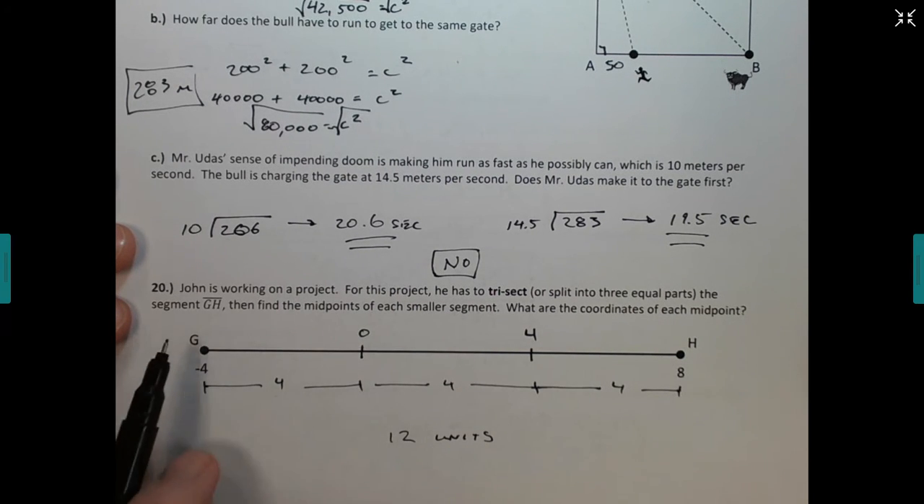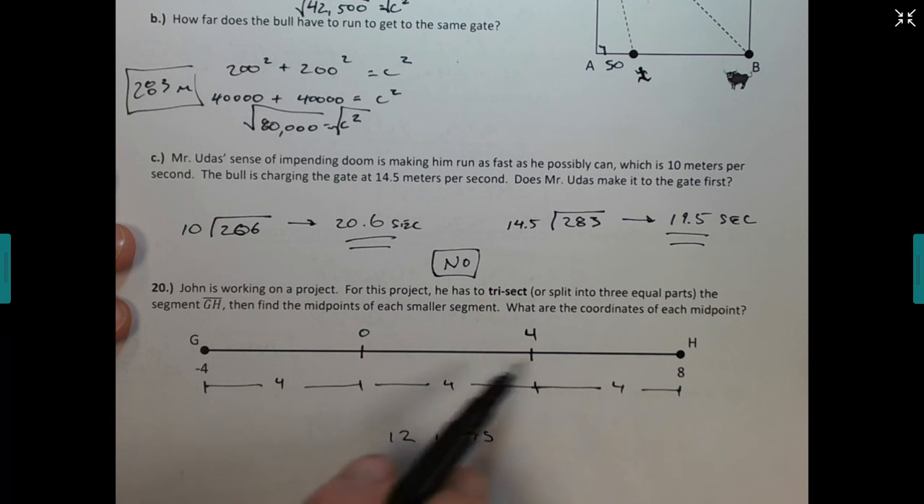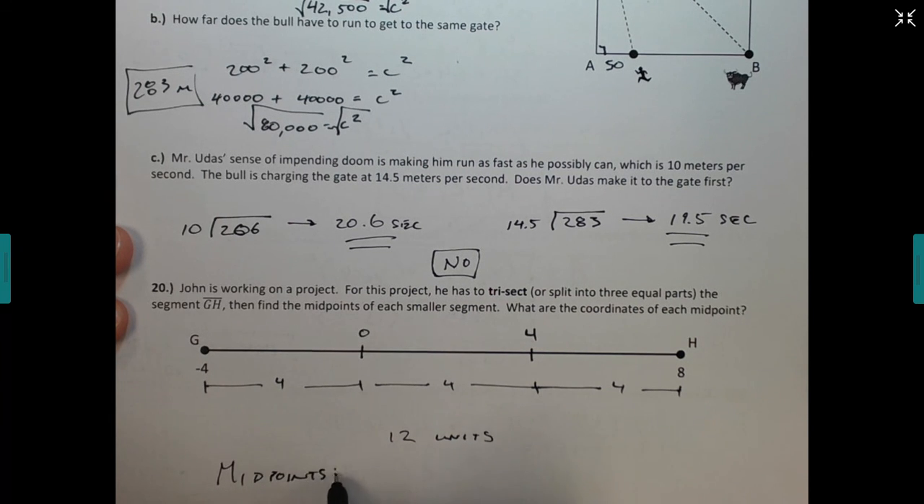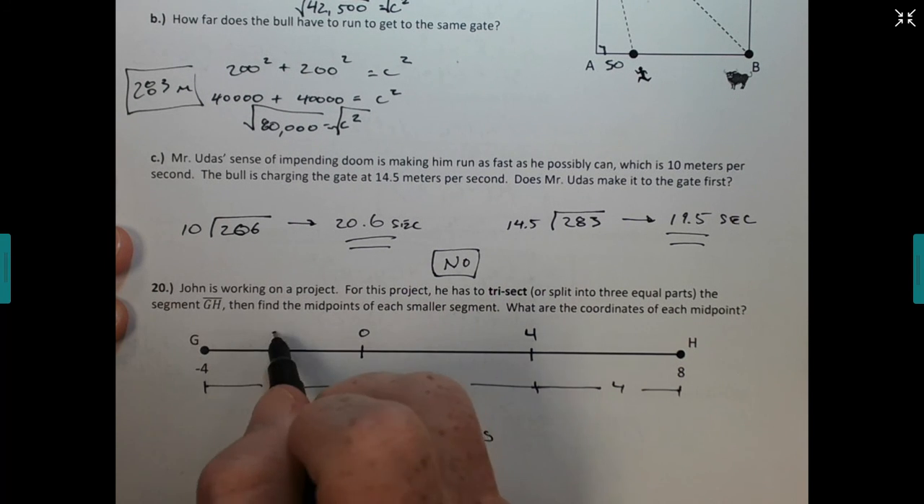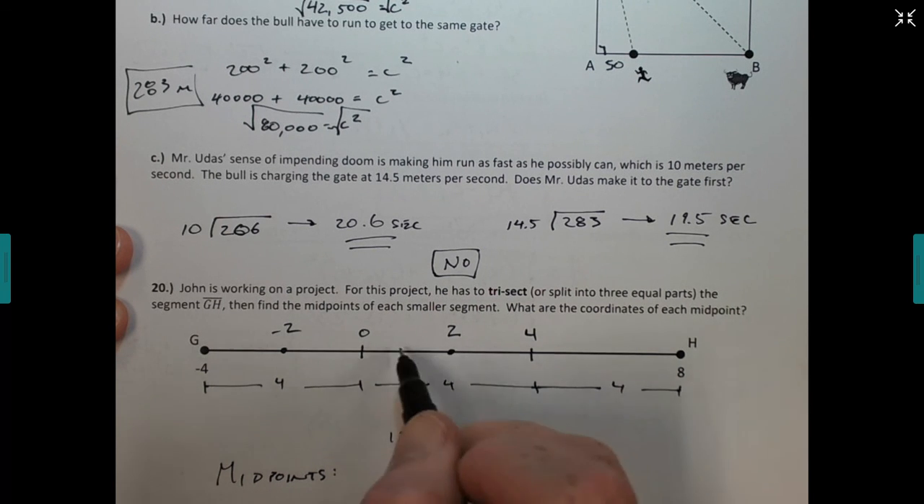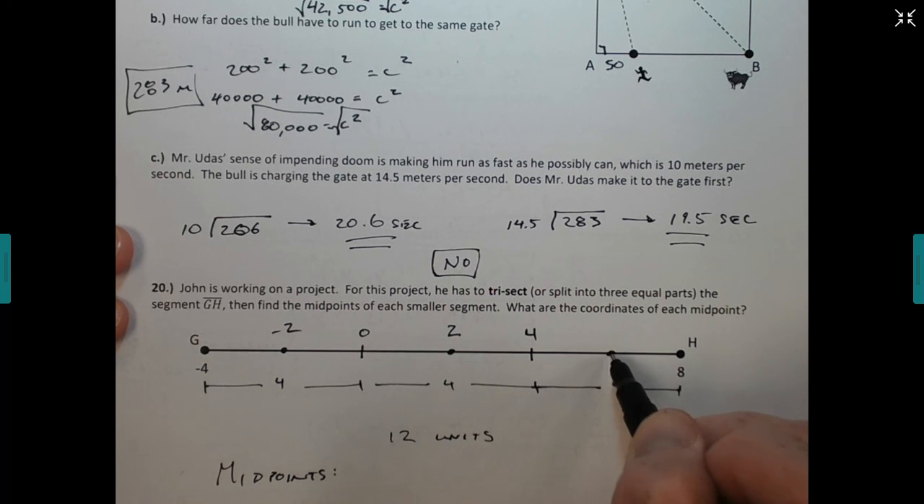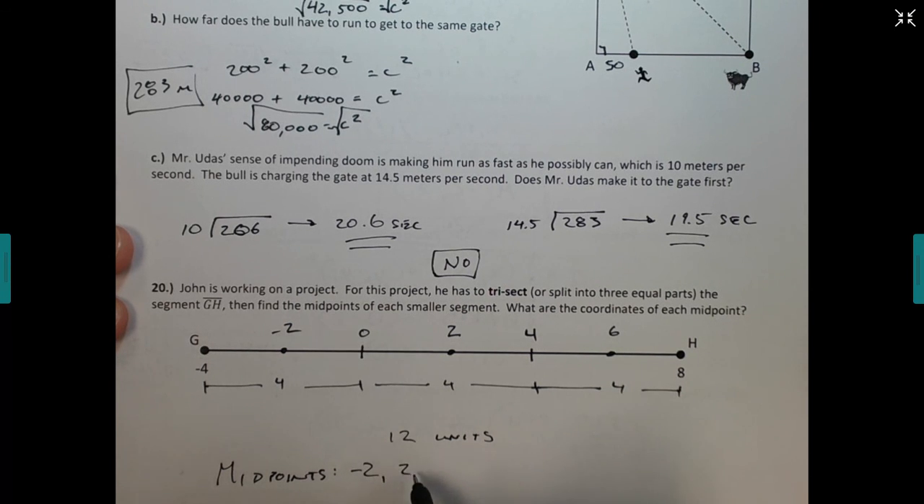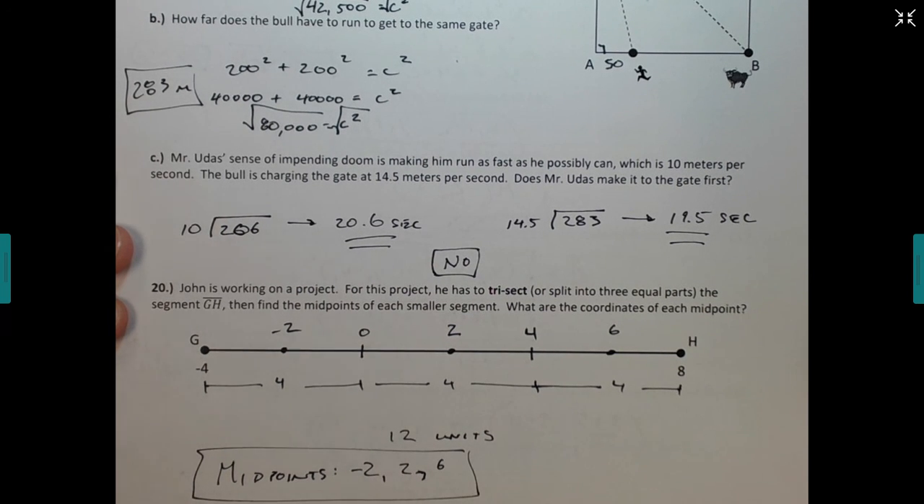It says, then find the midpoints of each of these segments. What are the coordinates of each? The midpoints would be in the middle here. If that's at -4 and 0, this midpoint would be at -2. This midpoint would be halfway between 0 and 4, which is 2, and this midpoint would be halfway between 4 and 8, which is 6. -2, 2, and 6. That is page 4.